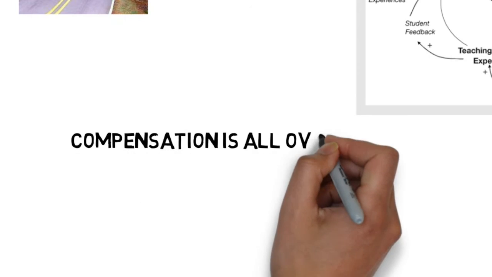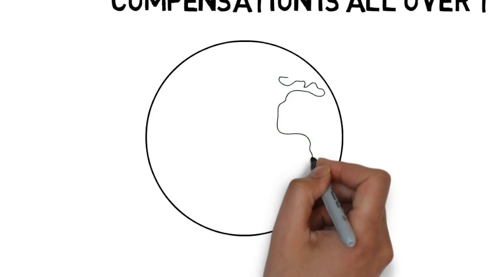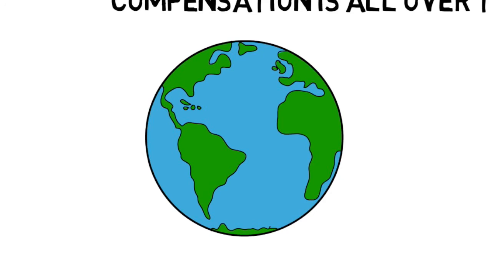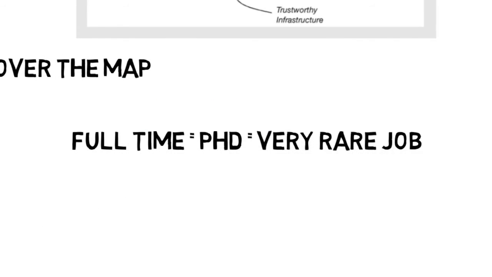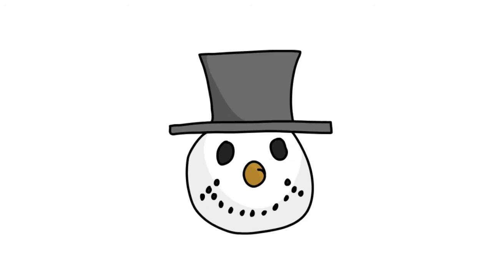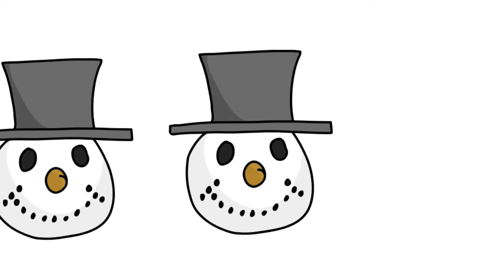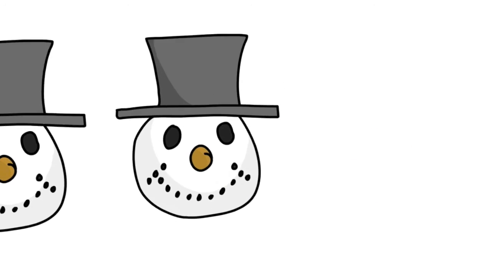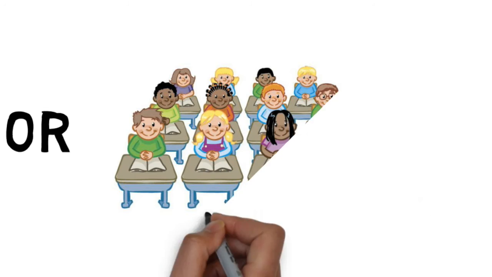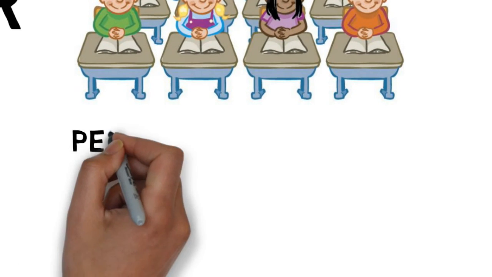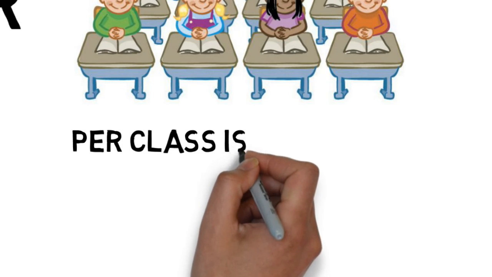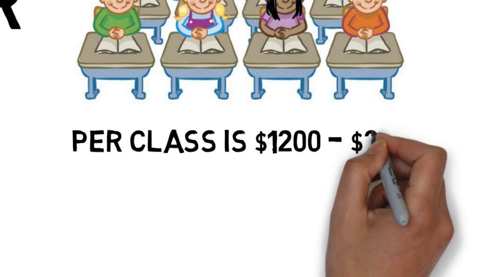Compensation is all over the map. First, don't count on a full-time job from one school. These are very rare and usually require a PhD. There are two basic ways to get paid, either headcount or per class. The headcount version usually wants students to actually complete the class. The per class rate seems to run in the $1,200 to $2,000 range, depending on what's being taught and the experience level of the instructor.